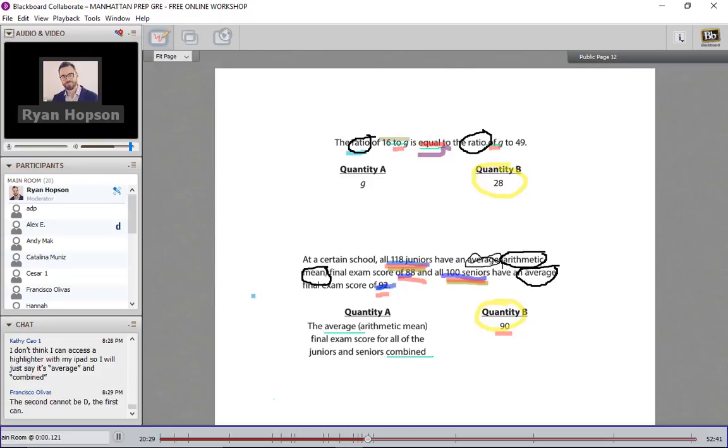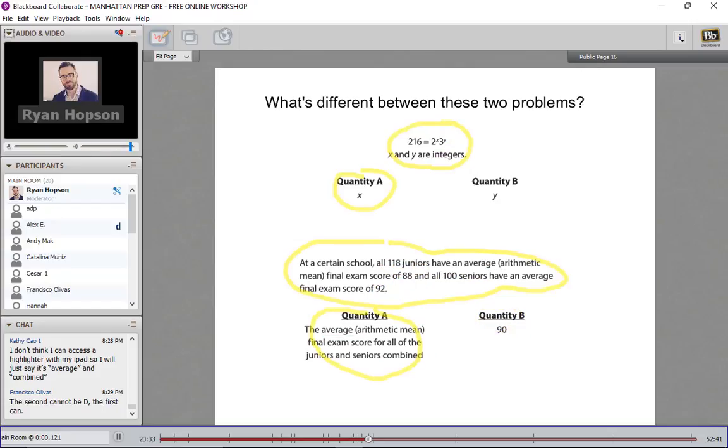Okay, let's talk about these problems. By the way, Francisco, I would agree with you to some extent for the second one here, and that's a good insight. Because there is an actual average that we could calculate, you're right that this can't be D. That's not related to the fact that quantity B is a number alone, but it's because quantity B is a number, and this is something we could calculate. Some really good insight there.